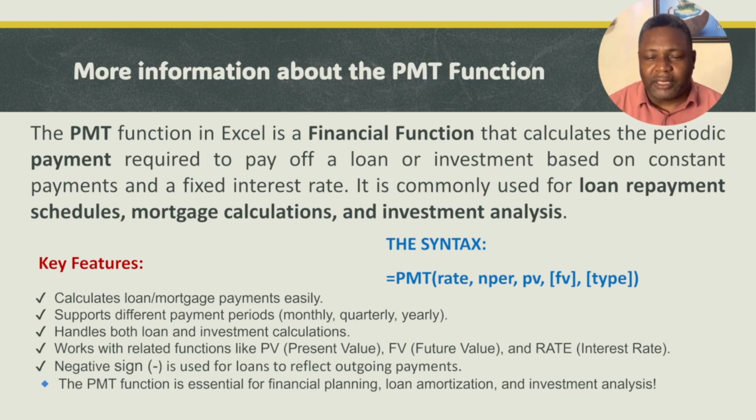So what it means is that usually your result will come as a negative value, but if you want it to show as a positive value, then you can add a negative sign somewhere in your formula. The PMT function is essential for financial planning, loan amortization, and investment analysis.